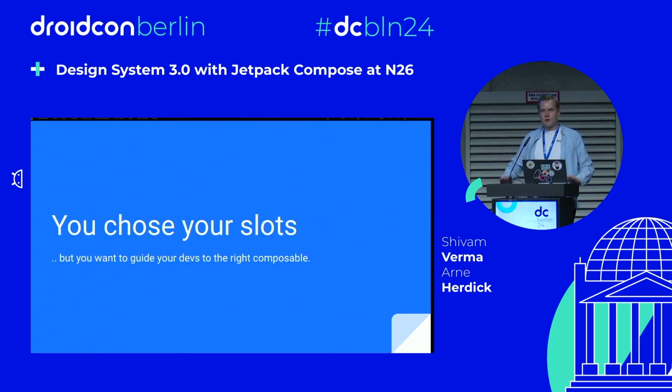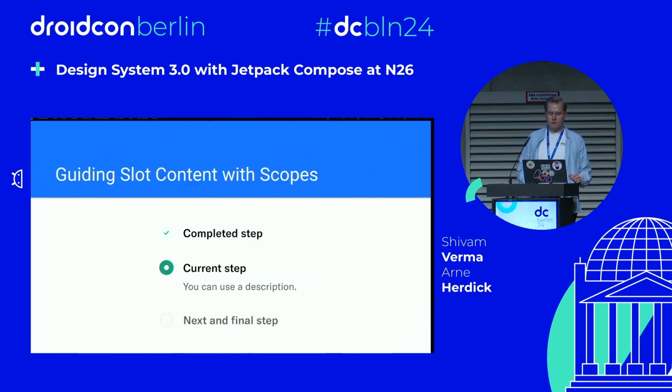So now you have a better idea of when to use a slot and when not. But if I use a slot, how can we ensure that devs find the right composable? I want to give a nice solution here, which is these custom scopes. And I will talk about this with the example of the stepper component.